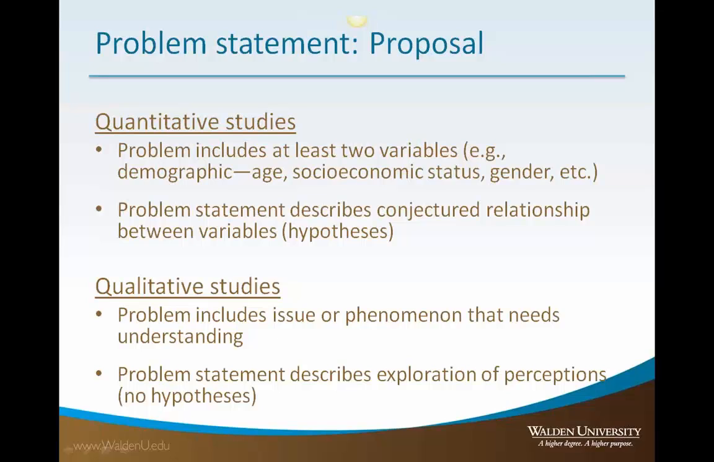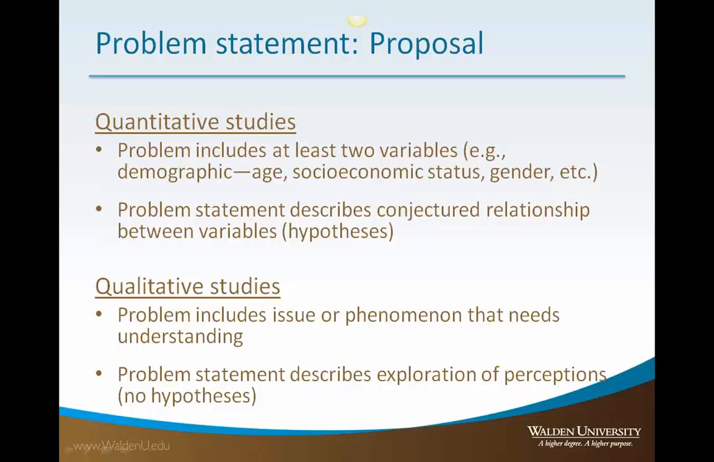If you are conducting a quantitative study, your problem needs to include at least 2 variables. Generally, they're demographic variables, but there can be others. You might look at age, socioeconomic status, gender. You might have a topic where you are analyzing data according to ethnicity or student GPA, height, number of years on the job, degree attained. There are all kinds of different demographic data you might use, and you want to have at least 2 of these variables in order to look for a relationship between them, and that's what your problem statement would discuss.